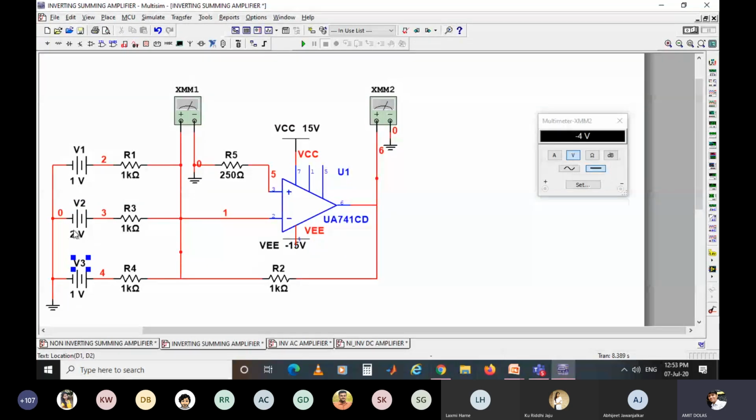It comes 1 plus 2 is 3 plus 1 is 4, and it shows a minus sign on the output, that is minus 4. Of course, if you change the resistance, the multiplying factor will change. If you want to add gain, you have to change this feedback resistance into the network.